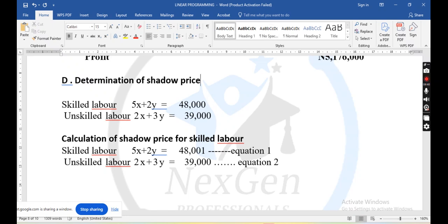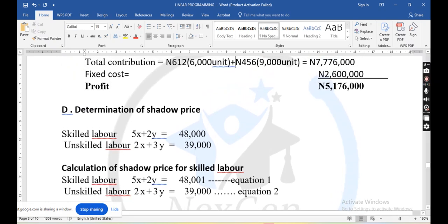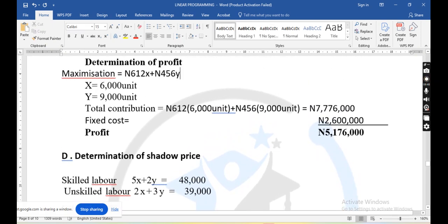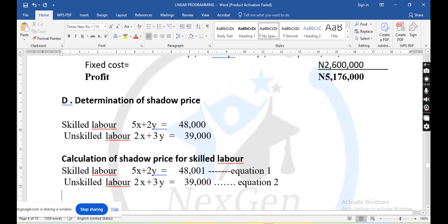Class, are we still together? We've already increased skilled labor by 1. What we want to do is to determine the contribution. Before you can determine the contribution, you need units that you will use to multiply with the contribution per unit. So that is why we need to have equation 1, equation 2. That is why it is a compulsory question.